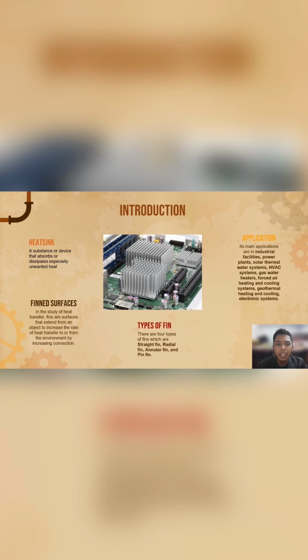So why is it called a heat sink? A heat sink is a substance or device that absorbs or dissipates especially unwanted heat. In a heat sink, they use fin surfaces. In the study of heat transfer, fins are surfaces that extend from an object to increase the rate of heat transfer to or from the environment by increasing convection.